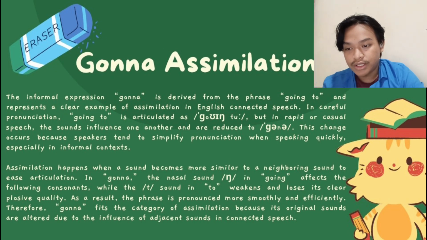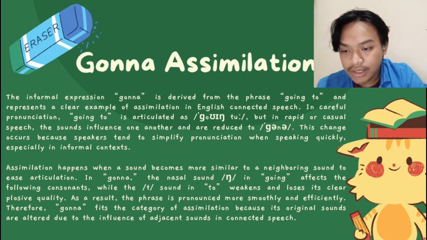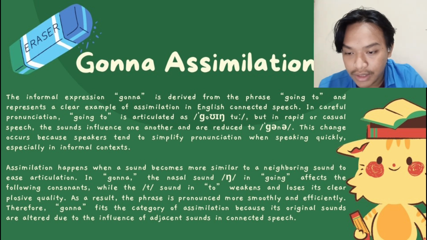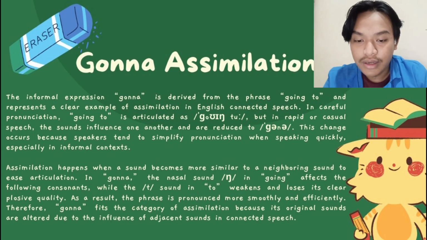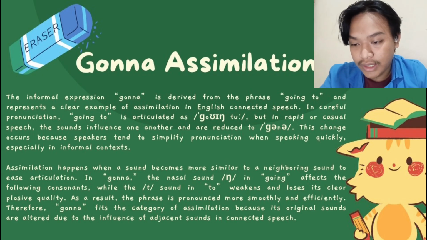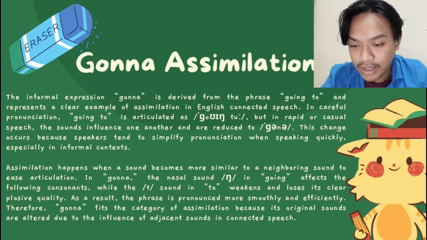Okay, gonna: assimilation. In the informal expression, gonna is derived from the phrase going to and represents a clear example of assimilation in English connected speech. In careful pronunciation, going to is articulated as going to, but in rapid or casual speech, the sounds influence one another and are reduced to gonna. This change occurs because speakers tend to simplify pronunciation when speaking quickly, especially in informal contexts. Assimilation happens when a sound becomes more similar to a neighboring sound in its articulation.